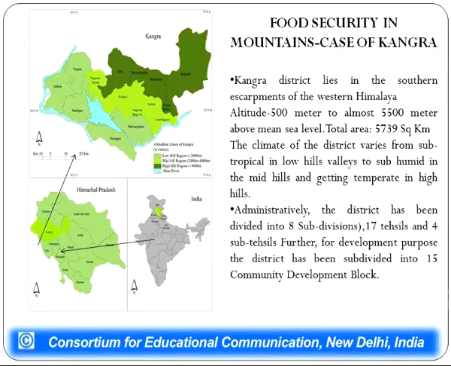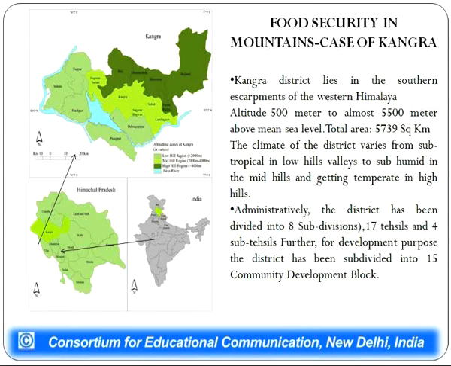Now you can see the map of Kangra district of Himachal Pradesh. It is part of the Western Himalaya. Altitude varies from 500 meters to 5,500 meters. I have selected this district because through it we will be able to know about the situation of India, because we have very substantial variation of altitude within our country.